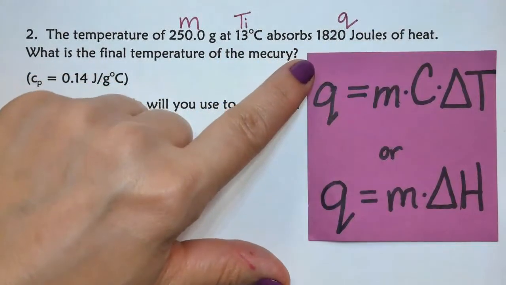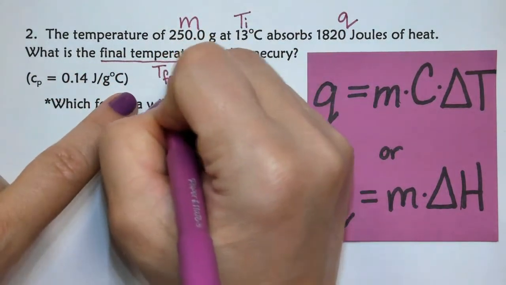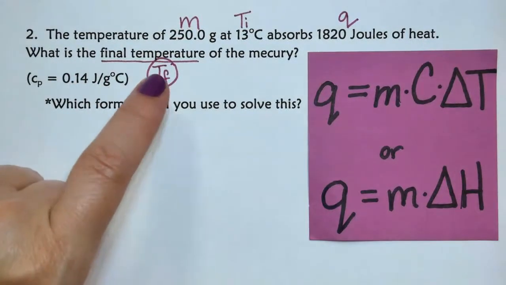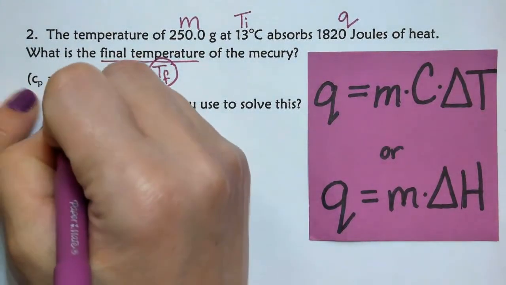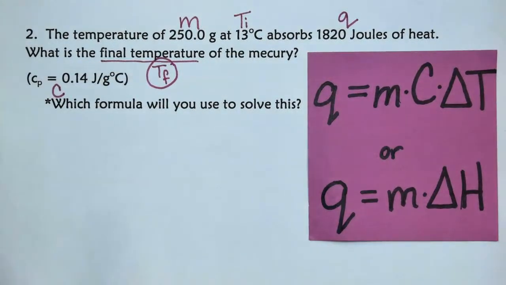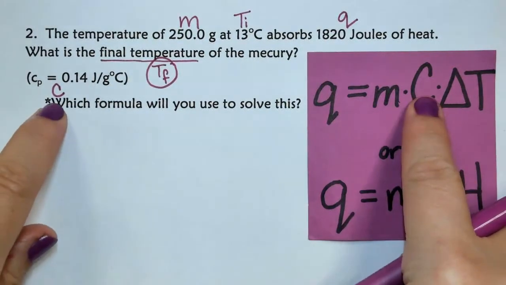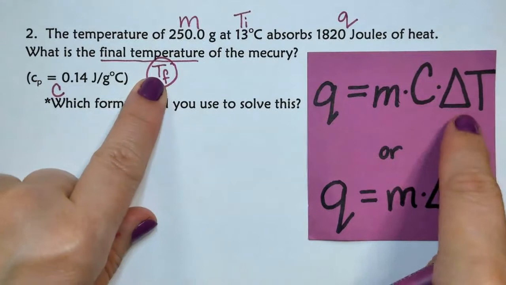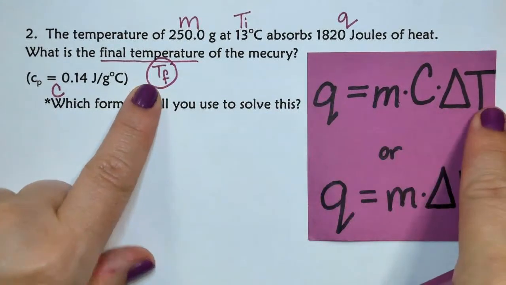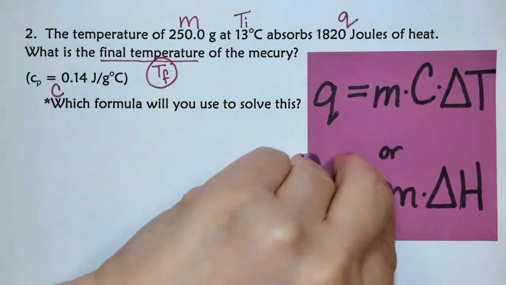That's my value for Q. What is the final temperature? So what I don't know is my final temperature, TF. And we've been given the specific heat here. So what I have is Q, m, C, and two temperatures, initial and final. So we're going to be using Q equals mCΔT because there is a change in temperature. We're not going to use this equation down here.